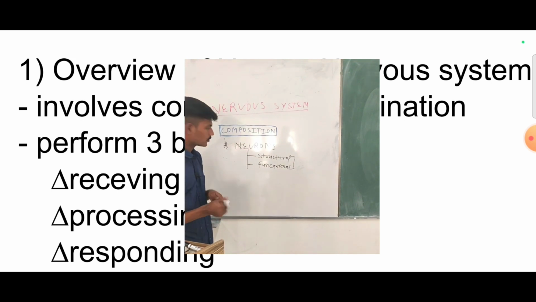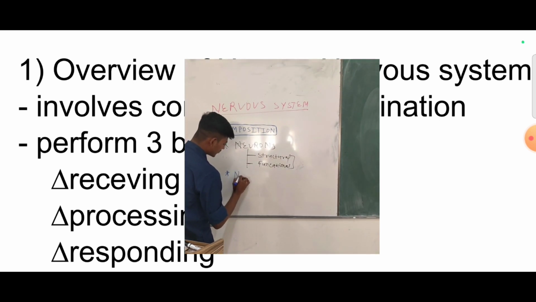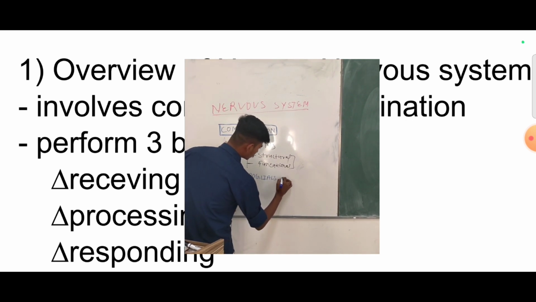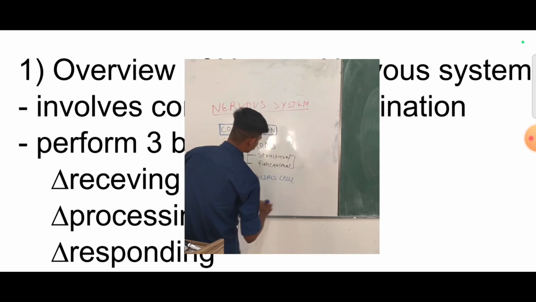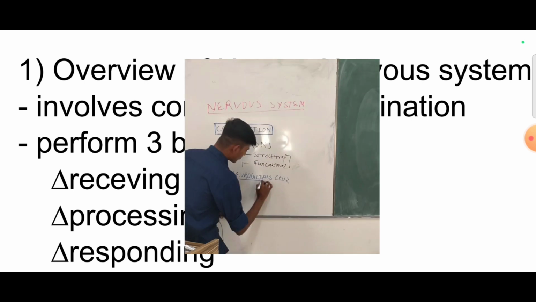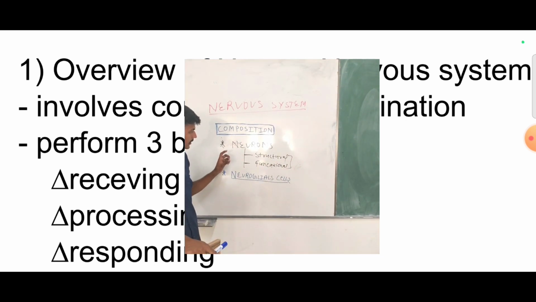But you should not think that only neurons are there. There is another cell also, and that cell is called the neuroglial cell. First of all, it is not a neuronal cell. The basic difference between the neurons and the neuroglial cells is that neurons are excitable cells.